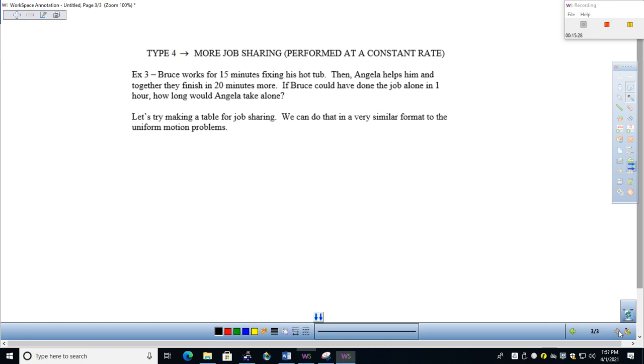So last one here is the fourth type. And again, just wanted to rehash that we've done rates of return problems, we've done mixture problems, we've done uniform motion problems. We've already looked a little bit at job sharing, but I'm going to show you a different way to do that using a table here with a more complicated variation of job sharing.